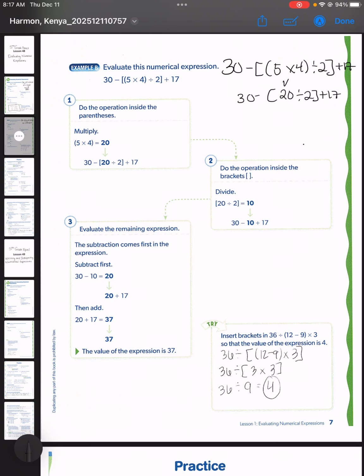Now I'm going to treat my brackets like parentheses. I'm going to do what's inside of the brackets next. 20 divided by 2 is 10. Now I'm left with a subtraction and addition problem, and I am going to solve this problem in order from left to right. 30 minus 10 is 20. Now I have a simple addition problem. 20 plus 17 is 37.